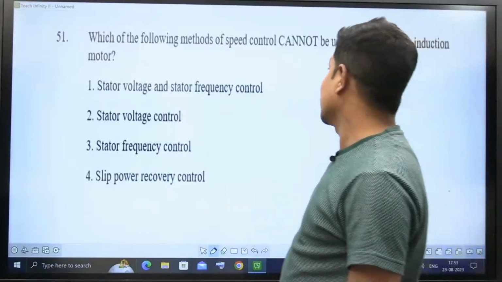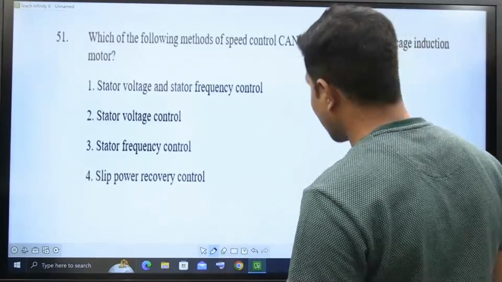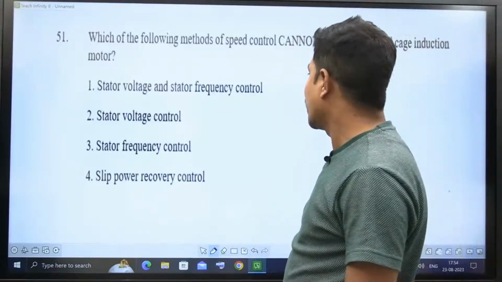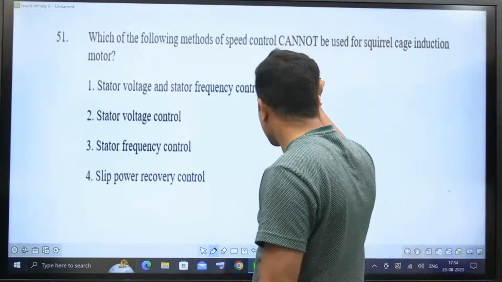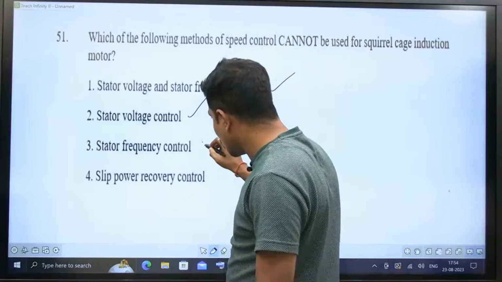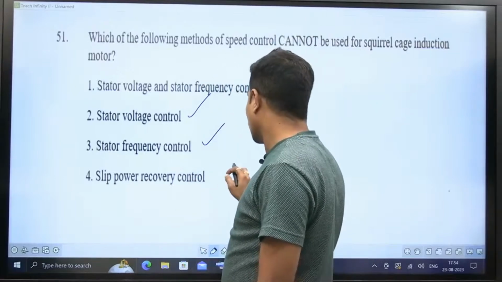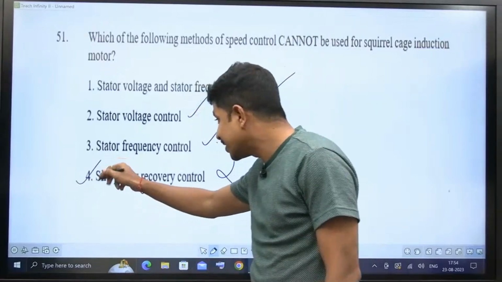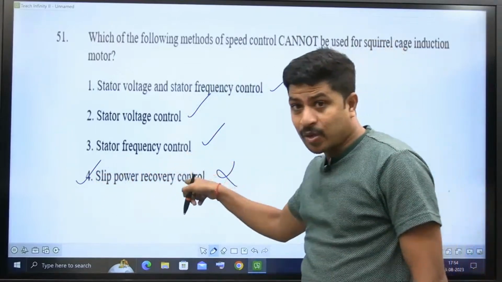Which of the following methods of speed control cannot be used for squirrel cage induction motor? Stator voltage and stator frequency control: yes, it can be used. Stator voltage control: yes, it can be used. Stator frequency control: yes, it can be used. Slip power recovery control: it cannot be used. That is our answer.